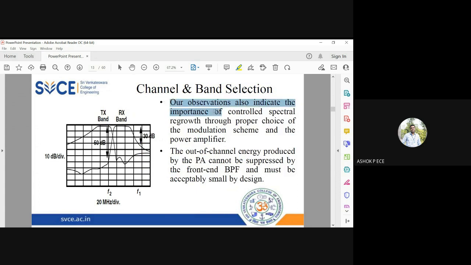So our observation indicates that by properly choosing the modulation and the filter characteristics, we can easily solve this problem. So out of channel energy which is produced cannot be suppressed and made acceptably small by design. So out of channel, whatever is going to happen, that is not in our hands. So we should not focus on out of channel interferers. We have to focus only on in-band interferers because that is going to drain my receiver power constantly.